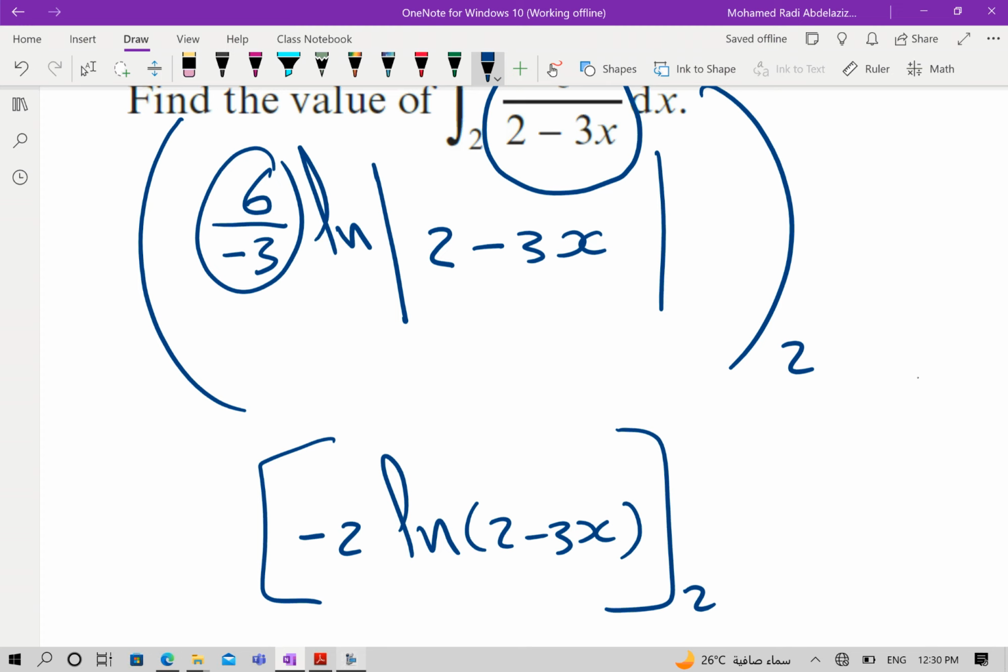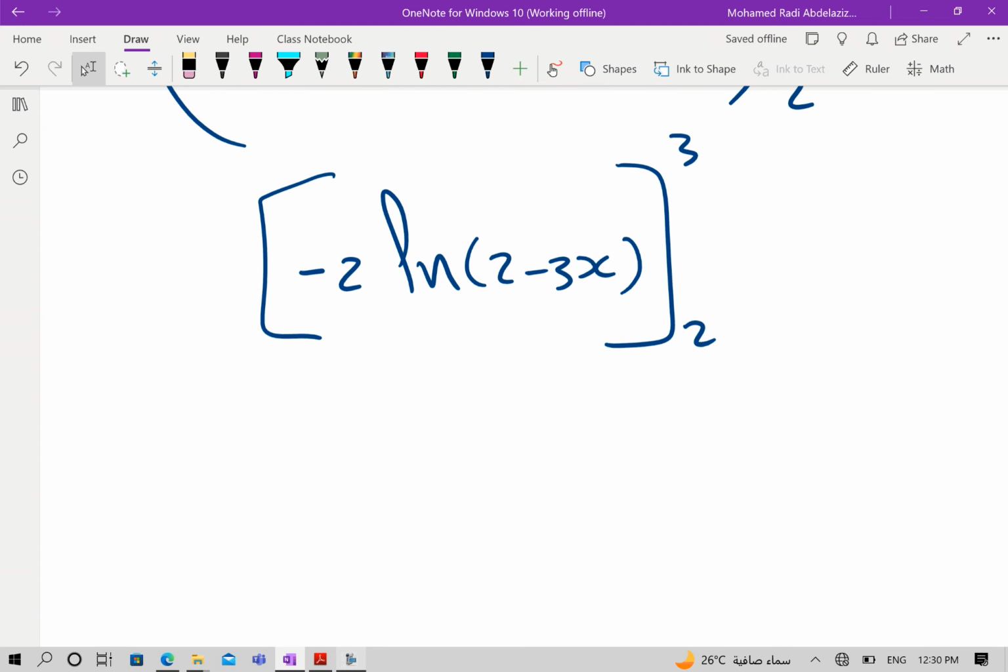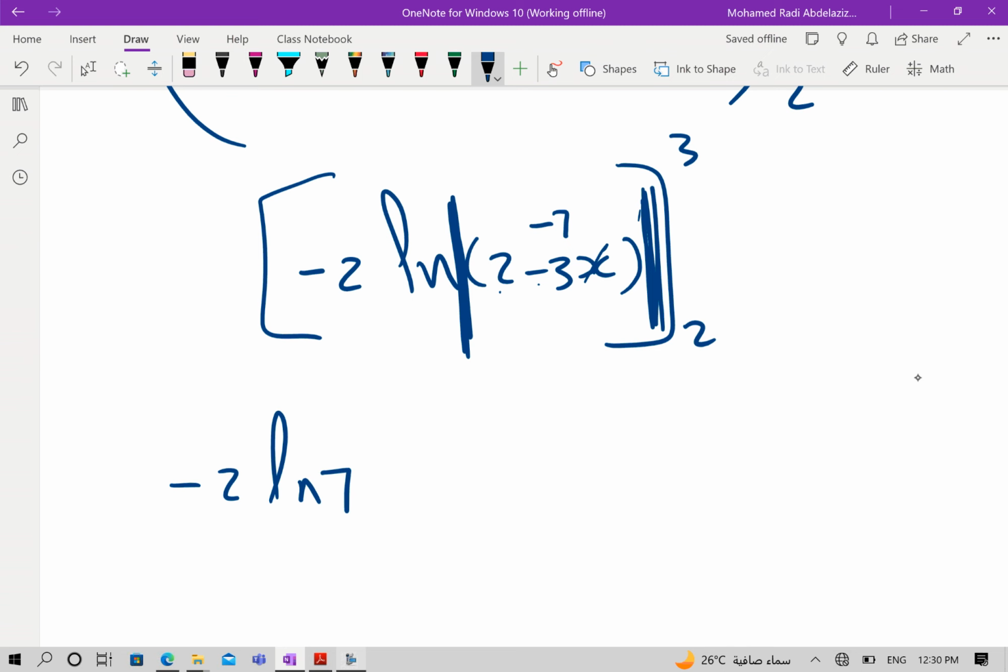Start 2, 3. We'll start to substitute by 3. As I told you, we have a modulus sign here. Because if you substitute by 3, 3 times 3 is 9. So 2 minus 9, and we have a modulus sign, so it will be ln 7, minus negative 2 ln, substitute by 2.